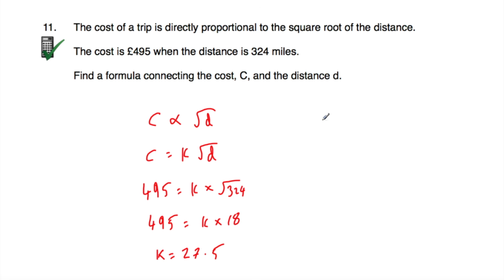So that's fantastic. That means that we substitute that back into here, and we're going to have that the cost is equal to 27.5 multiplied by the square root of D. And that's it. So that's the formula connecting the cost and the distance.